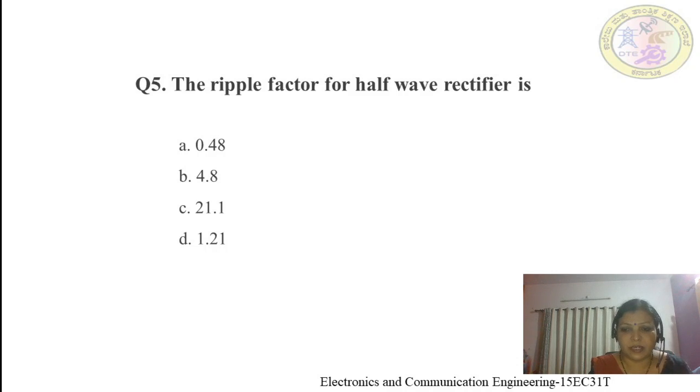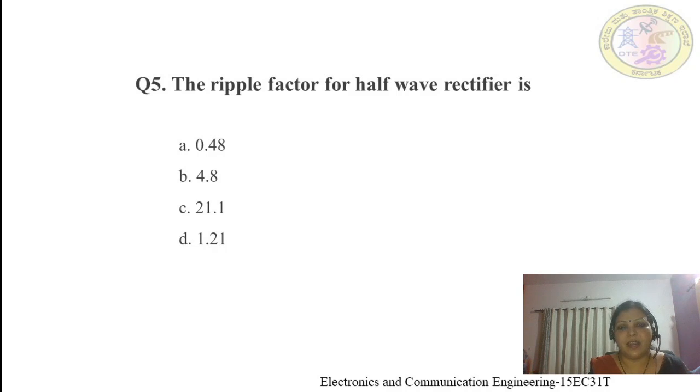For a half wave rectifier circuit, the ripple factor is 1.21. Hence the answer for this is 1.21, that is D. Sorry, I had forgotten this in the discussion.